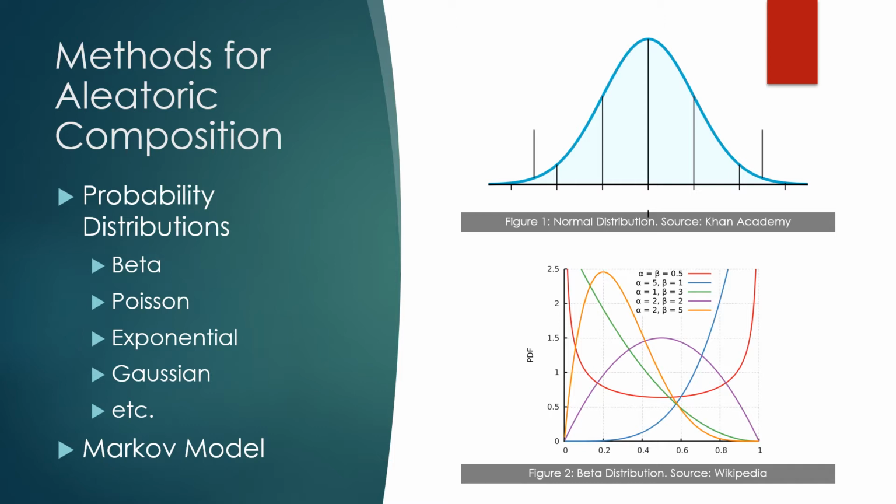Compositions can use probability distributions, such as the Gaussian normal distribution in Figure 1 or the beta distribution in Figure 2, to choose notes or note durations. Compositions can also use a Markov model, which we'll talk about later.